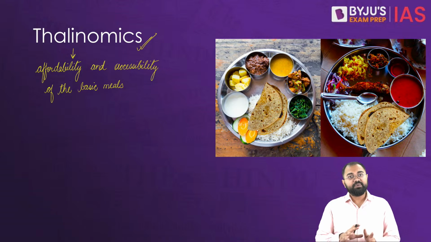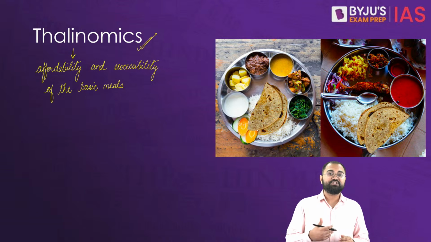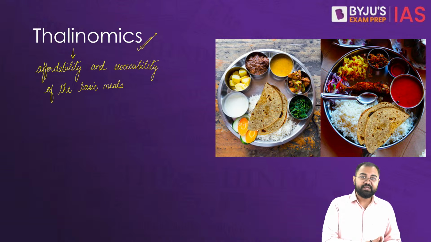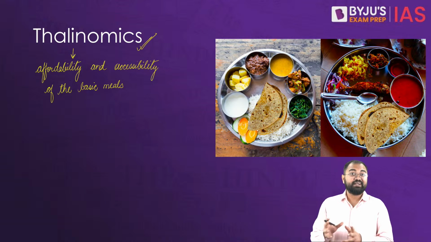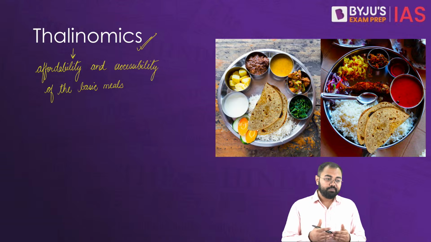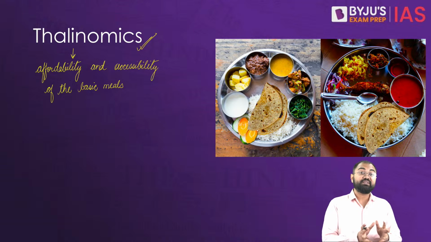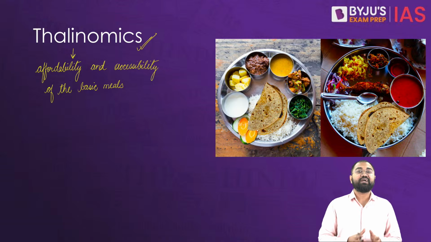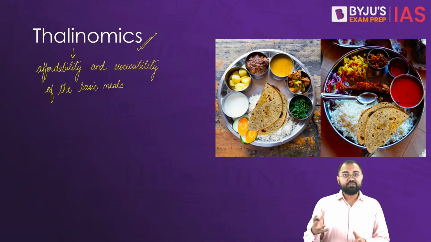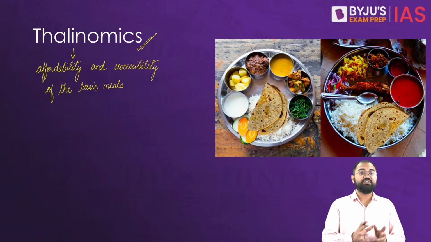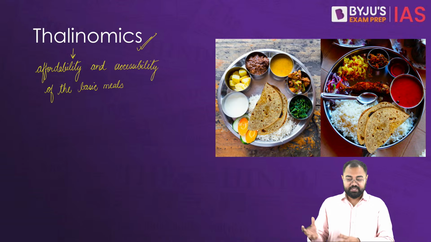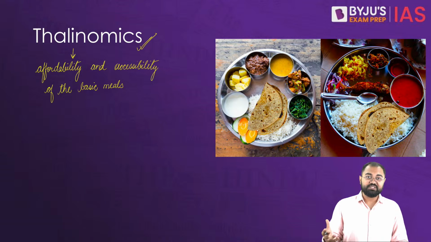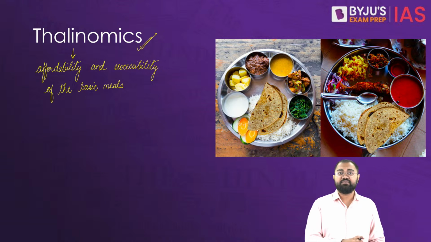That's why it becomes very crucial, because it helps in measuring inflation and affordability, so that we are able to understand the prices. It also takes into account the regional variations, the diversity we have in Indian cuisine, and how the composition of a thali varies from region to region. So all these things are a part of thalinomics.